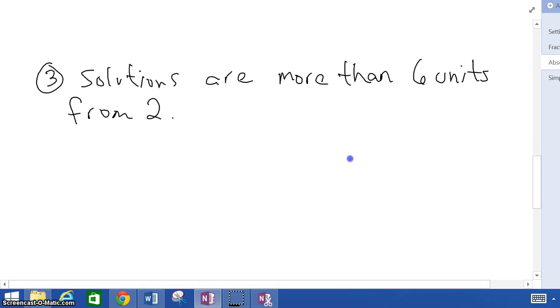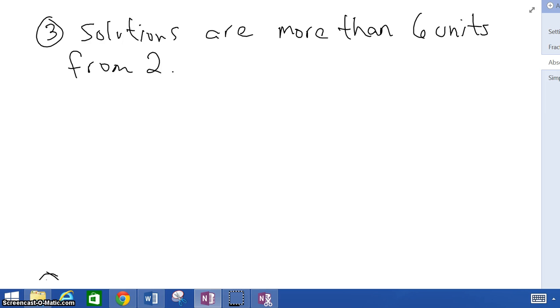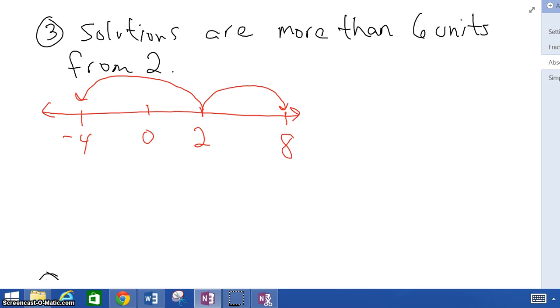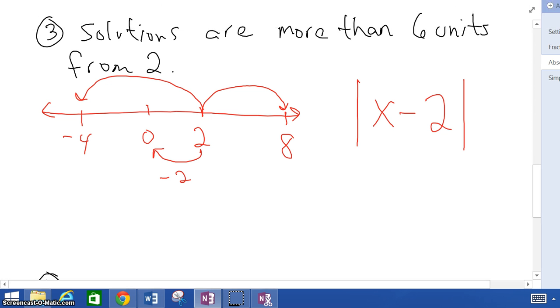So let's look at a problem that has an inequality. Solutions are more than 6 units from the number 2. So on my number line, there's 2. 6 units this way would take me to 8, and 6 units this way would take me to negative 4. In this case, I have that magic number in the middle. To go back, I would subtract 2, x minus 2. Or you could think about it like I did in the other problems. To get up here, I added 2, which means inside my inequality would be x minus 2, because that adding of 2 is what solves that for x.